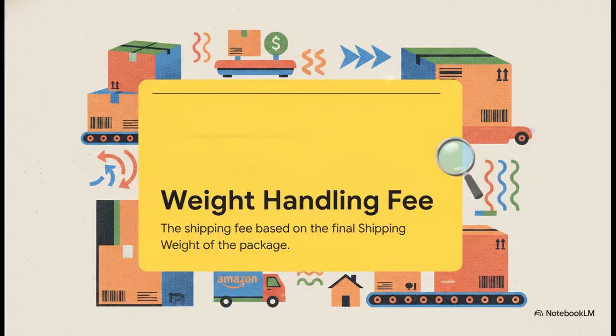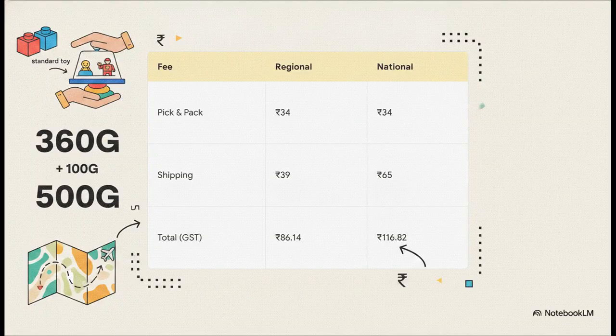Right, so the second major charge is the weight handling fee. Once your product is picked and packed, it obviously has to travel to the customer's doorstep. This is your shipping fee, and it is entirely based on the final shipping weight of the package. But pay close attention here. I said shipping weight, not actual weight. As you're going to see in just a minute, how Amazon calculates that specific number is absolutely crucial for your bottom line.